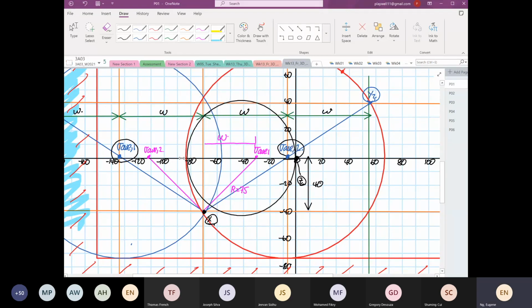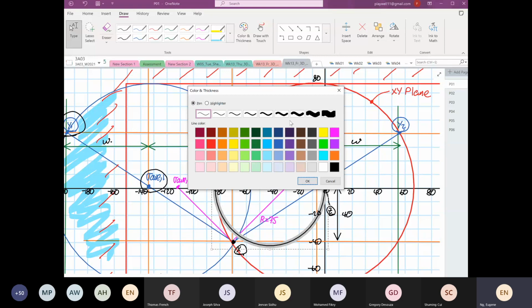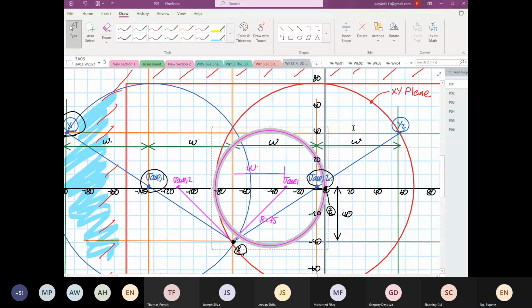Okay, so this is one of the circles, right? And then this circle that I've just drawn over here. Wait, let me use a different color because it's totally chaos now. Okay. So this circle over here belongs to the XZ plane.